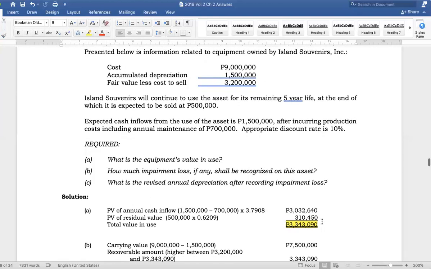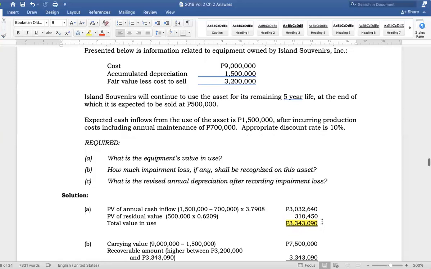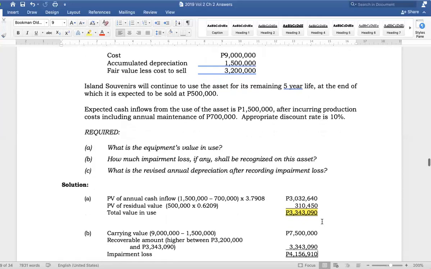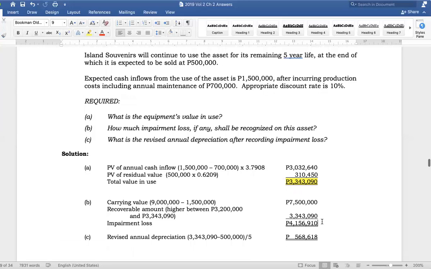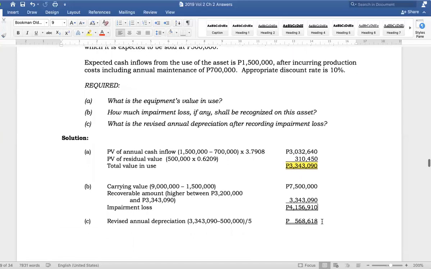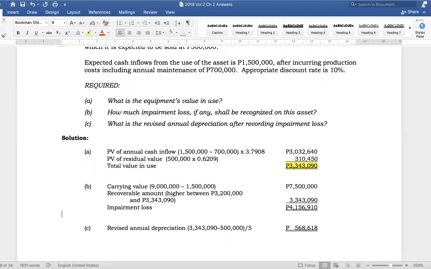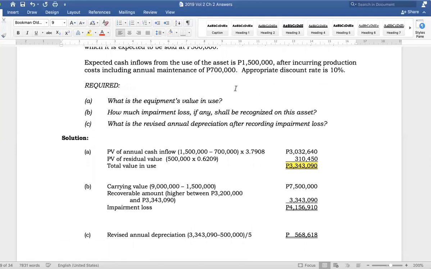And the remaining life of the asset is still 5 years from the date it was tested for impairment. Therefore, your revised annual depreciation, because after recording the impairment loss, the asset's carrying value will be adjusted to recoverable amount. Lagi yan na.